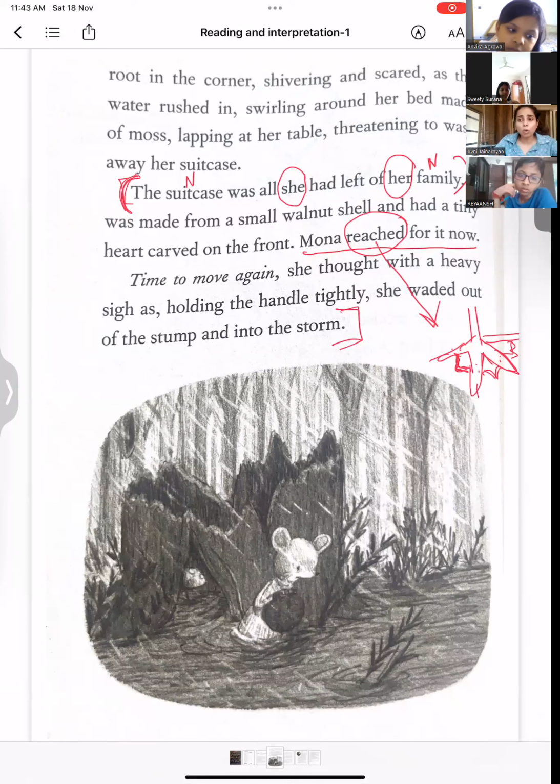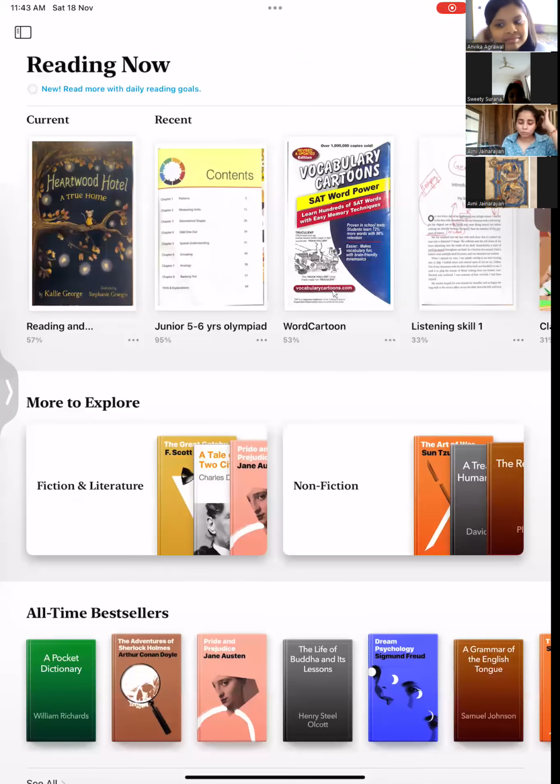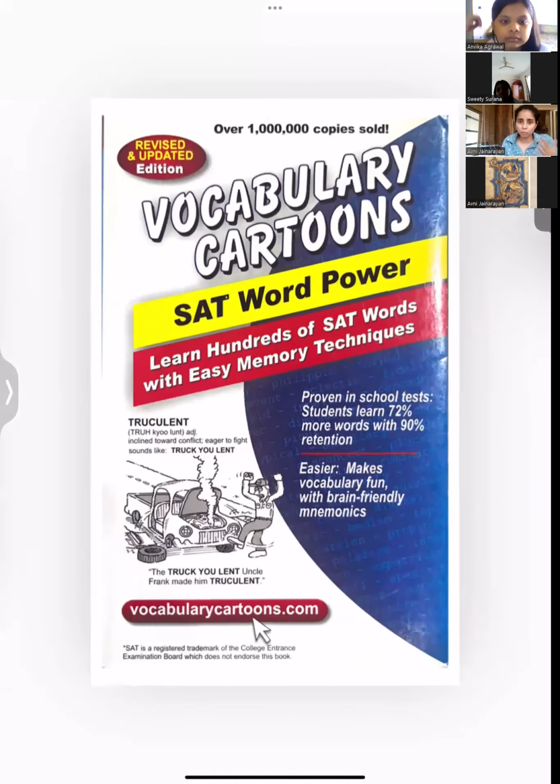So this was all about fiction writing. Anvika, I'll take the doubt later, okay? Now this was about fiction reading. Now we have to do our vocabulary words.